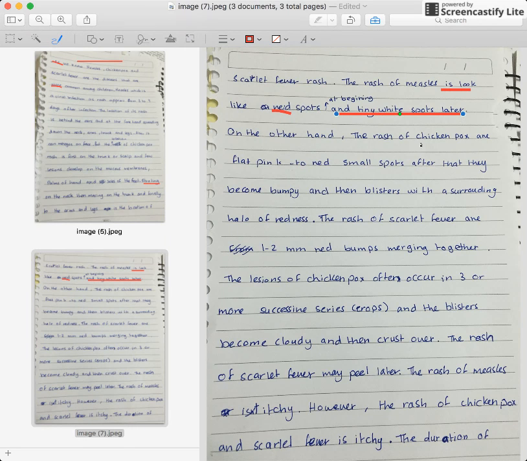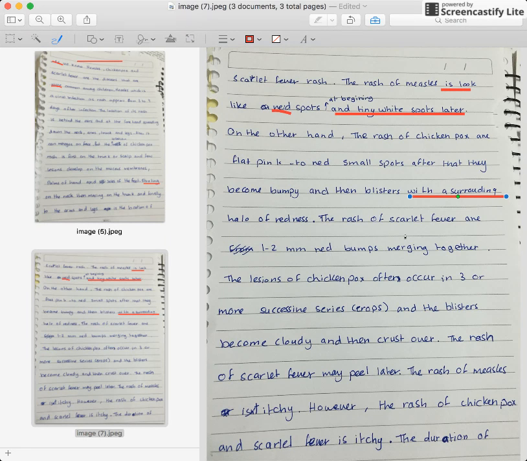"On the other hand, the rash of chickenpox are flat pink to red small spots after they become bumpy and then blister with a surrounding halo of redness." Okay, good. But this sounds a little confusing because you put the halo of redness after they blister. I think it's the other way around, yeah?